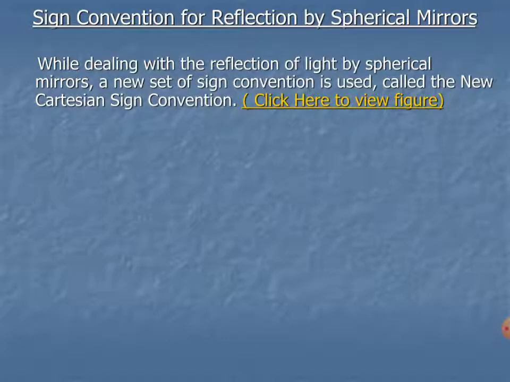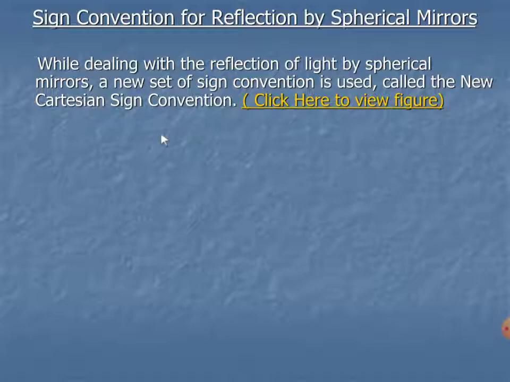While dealing with the reflection of light by spherical mirrors, a new set of sign convention is used called the new sign convention, or it is also known as Cartesian sign convention. You must be knowing how to draw a graph by plotting coordinates along two mutually perpendicular axes known as Cartesian axes, x-axis and y-axis intersecting at the origin, right? So it is similar to that one.